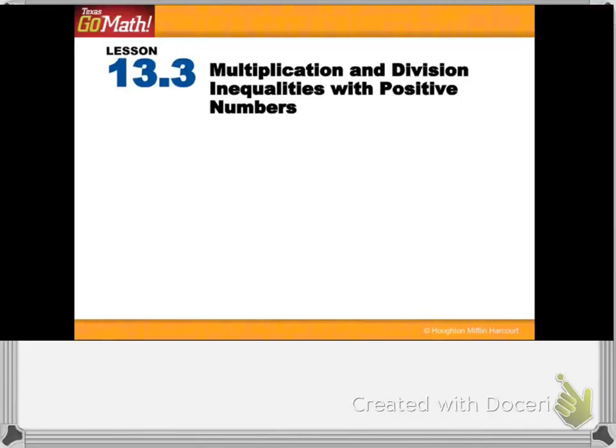Yesterday, we were adding and subtracting inequalities, and you were using the same strategies and methods that you learned when we were solving addition and subtraction equations. Well, now we're going to look at solving multiplication and division inequalities. And again, you're going to be practicing those same skills from when you were working with equations.